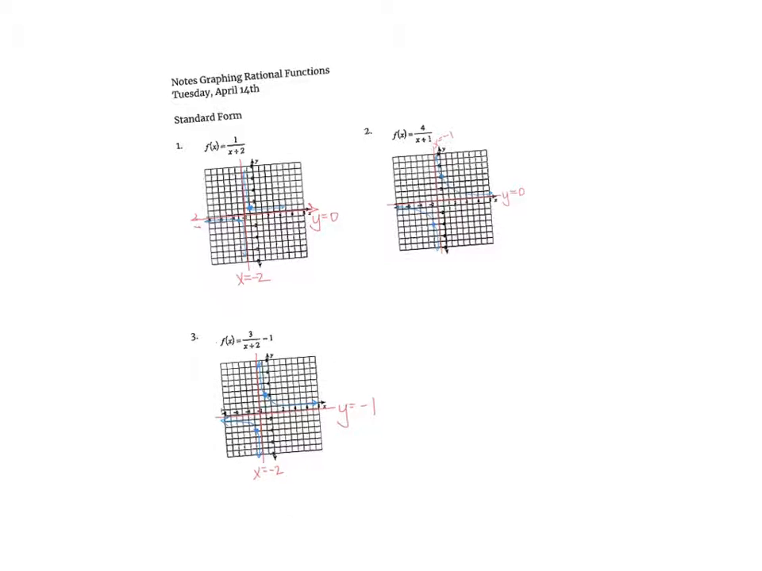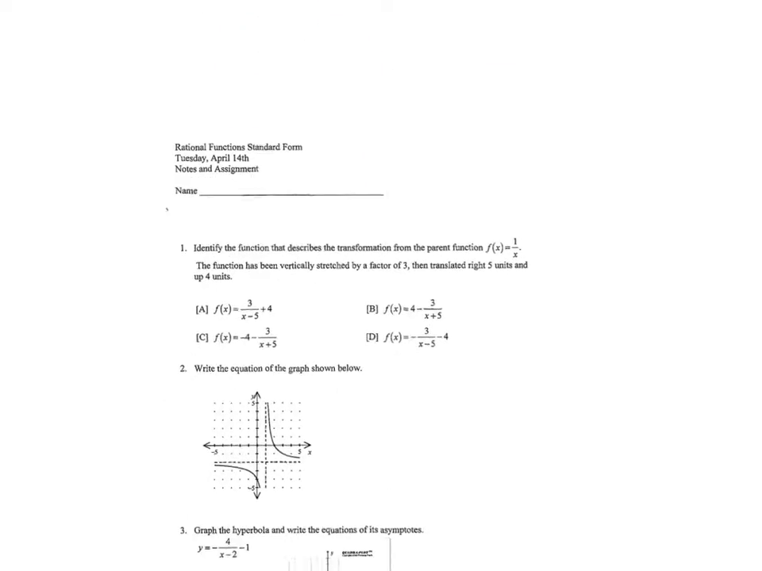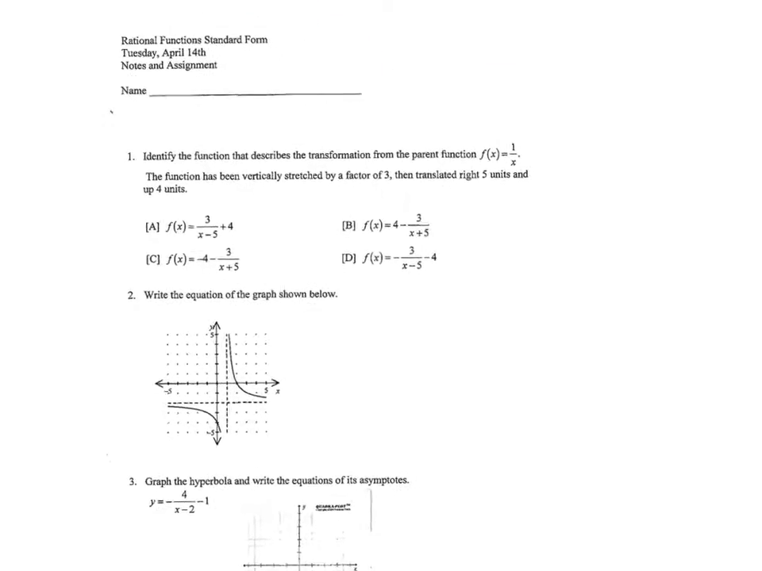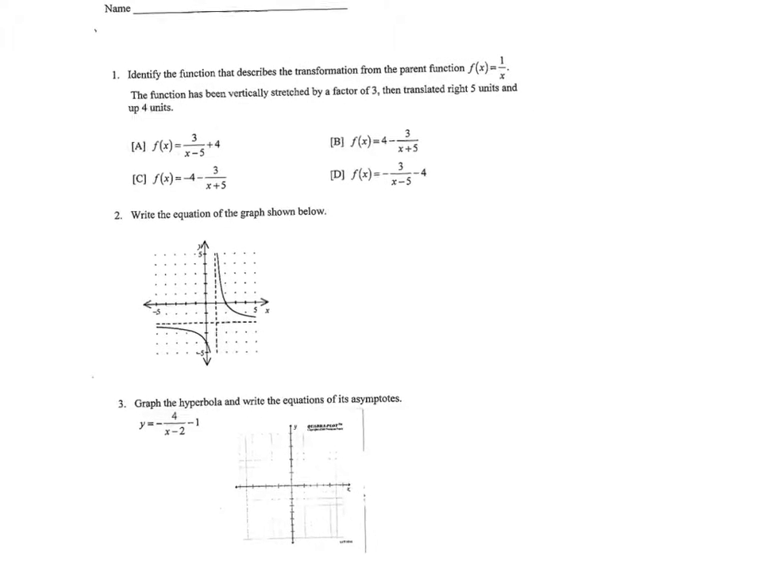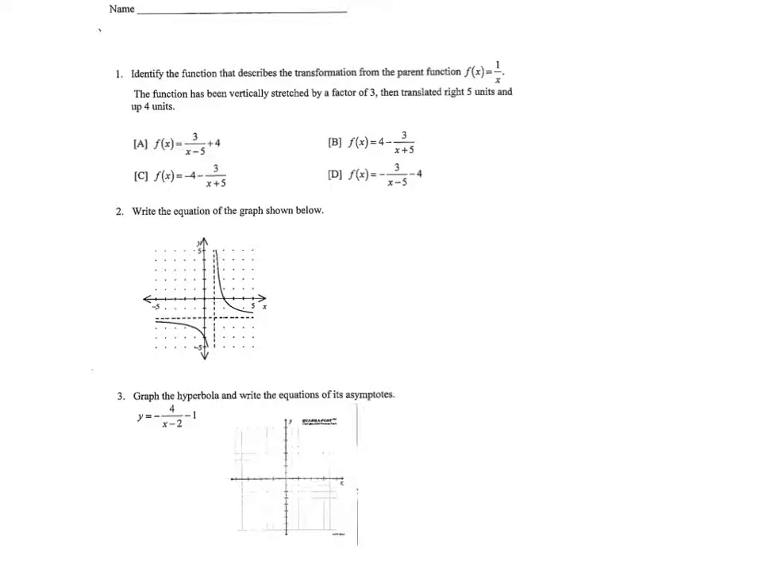Now let's look at the second part. Your assignment's going to be the second part of the notes here, but let's do a couple together. In number 1, it says identify the function that describes the transformation from the parent function. We have a vertical stretch by 3, a translation right 5, and up 4.